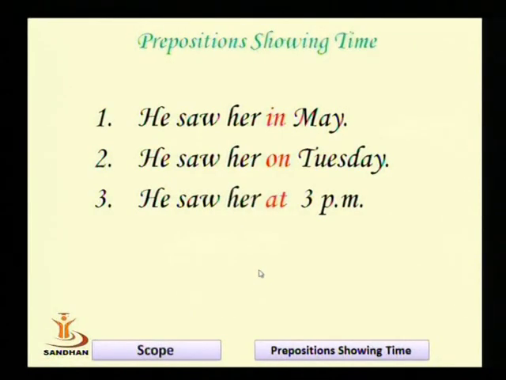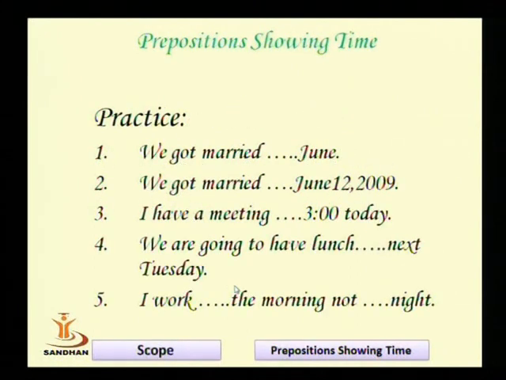The last one: he saw her at 3 p.m. 3 p.m. is a time, an exact time, so we require the preposition "at". I hope all of you solved it, and some of you got the correct answers. For more practice, we are going to have another exercise.